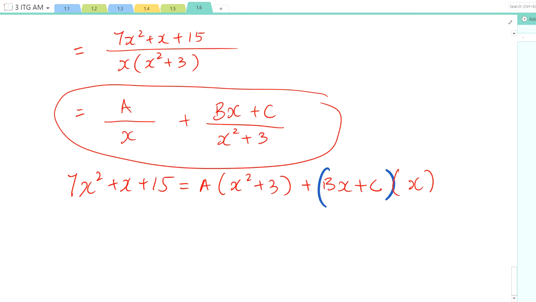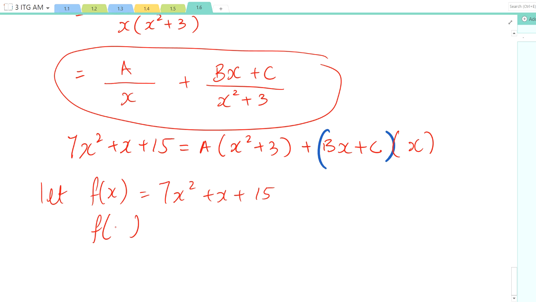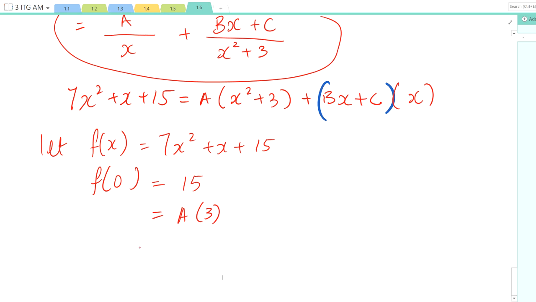Okay, from here on, what's a good way to solve for a and b? What would you like x to be? So we again let f(x) be equals to 7x squared plus x plus 15. So what would you like x to be? 0. Okay, sounds good. So we have on the left hand side 15. At the same time, it is also equals to a times 3. Agree? So what's a?